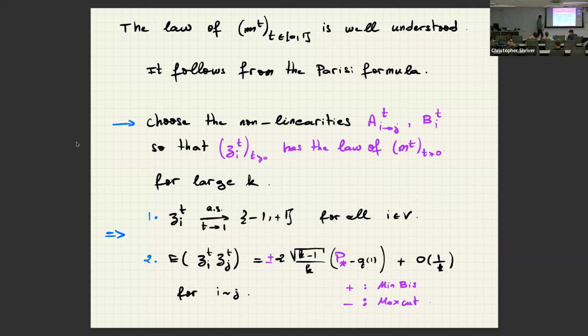And then you can try to compute the correlation, the edge correlation between two vertices that are neighbors of each other. And it turns out that just by the properties of the law of this MT, since it's defined by the Parisi formula, you'll get the P star that you're looking for, plus or minus 1 depending on which problem you're looking at. So there's a lot of stuff hidden here. There's a lot of stochastic analysis to get this to work out, and a lot of approximations to discretize the continuous time dynamics, etc.